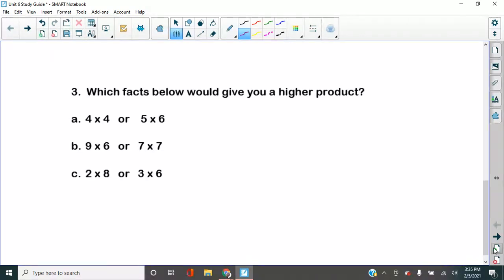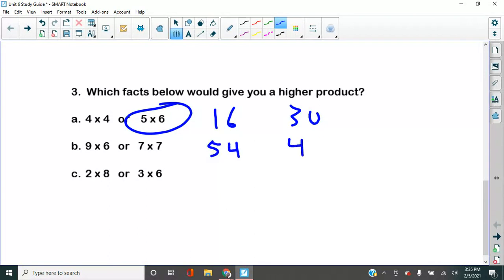So we want to know which is more. I'll do one. You'll do the other two. 4 times 4 is 16. 5 times 6 is 30. So this is the answer, 5 times 6. How about B? Which of those is more? 9 times 6 is 54. 7 times 7 is 49. This one is bigger.